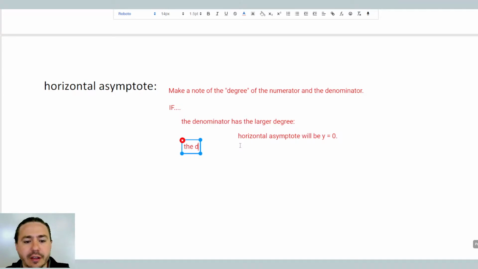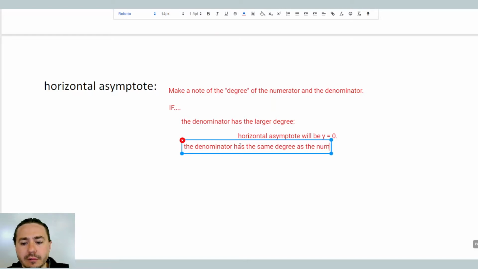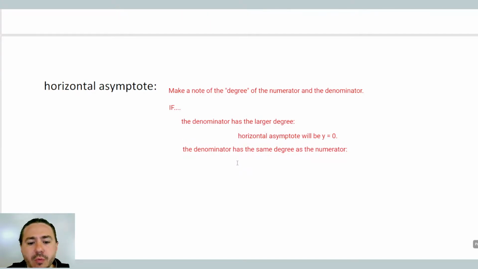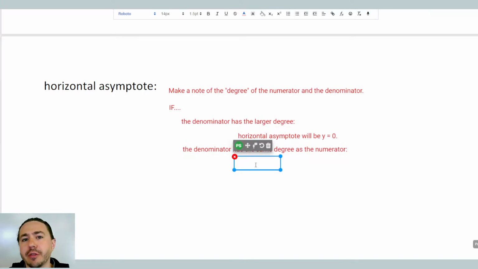Now, if the denominator has the same degree as the numerator, then the horizontal asymptote will be found by finding the ratios of the leading coefficients.